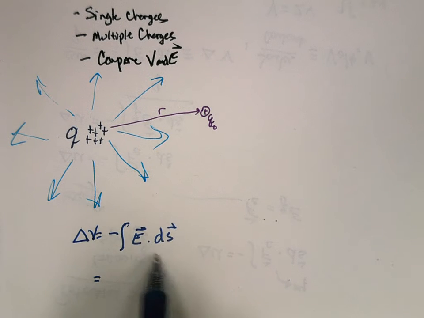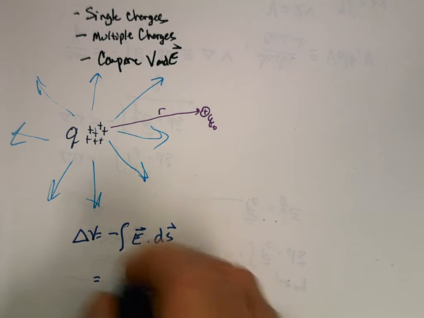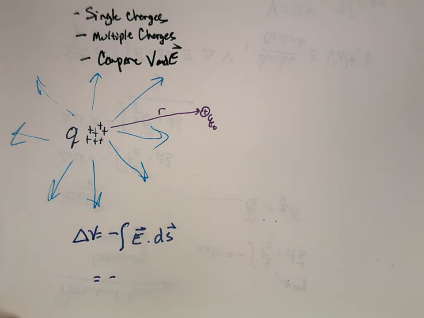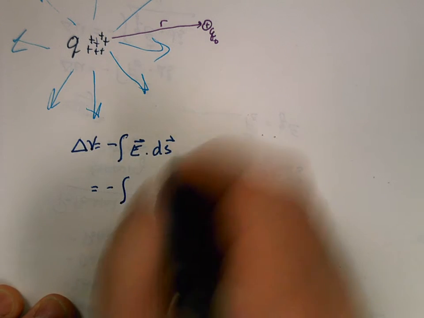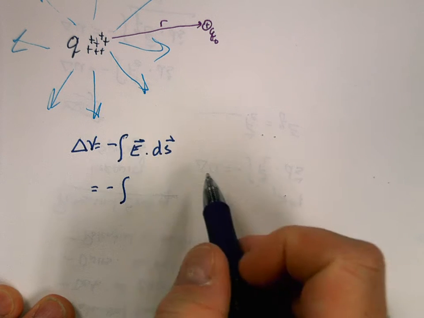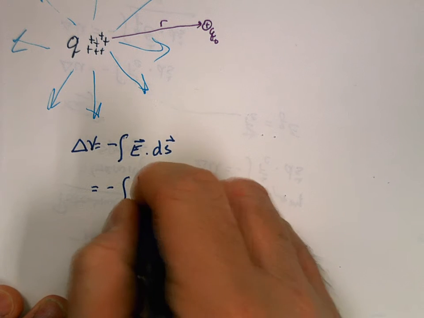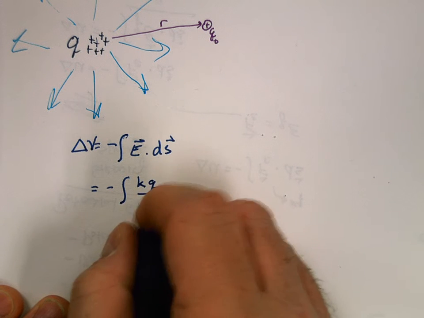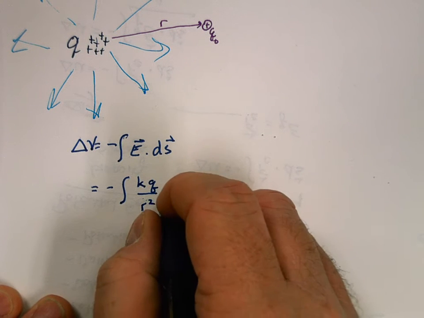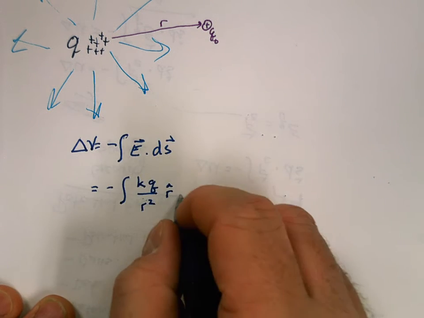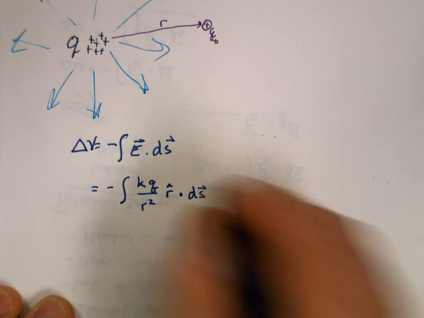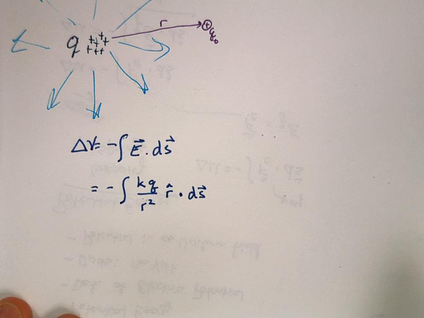Our change in potential is then given by this. It's the negative integral of E dot ds. We kind of blew through the math of this last time, so we're going to do it more rigorously here. Our field is going to give us kQ over r squared, in the r hat direction, and it's a dot product with our differential change in our path.